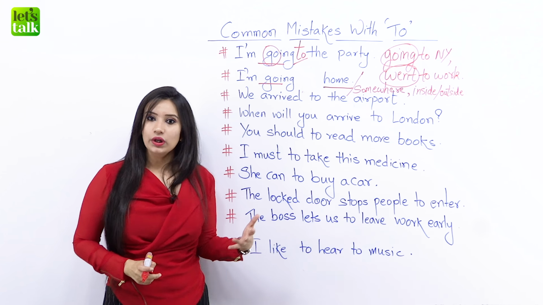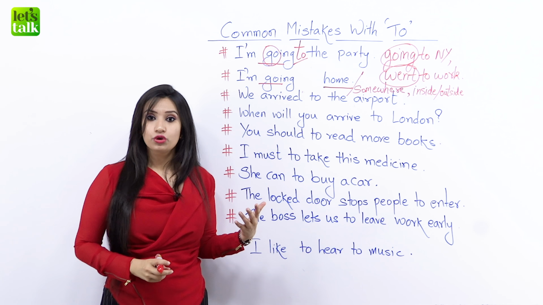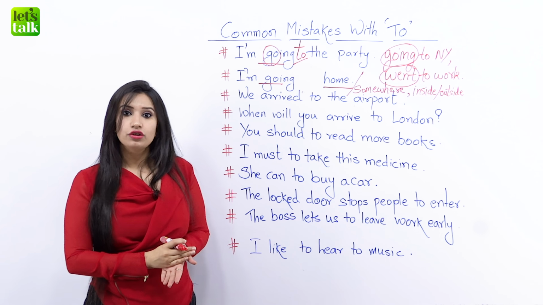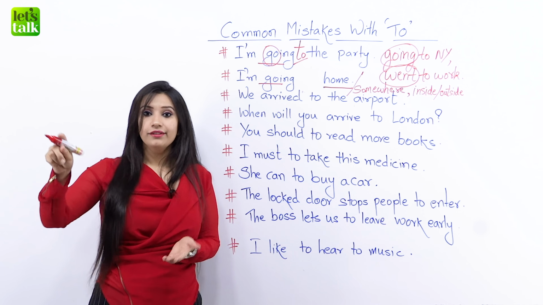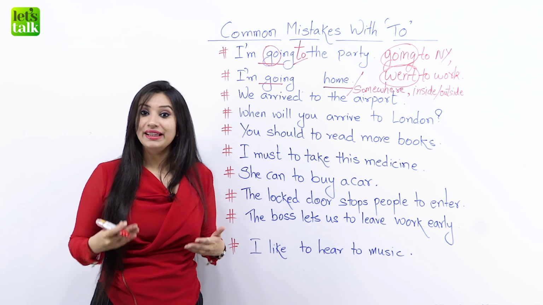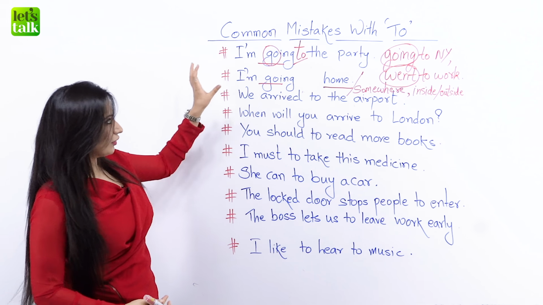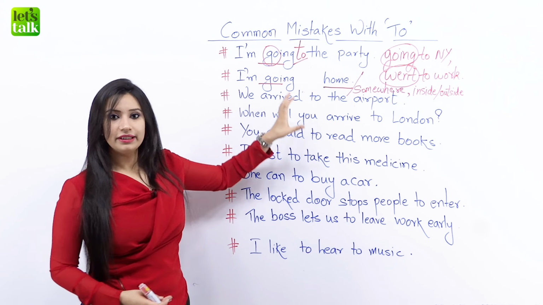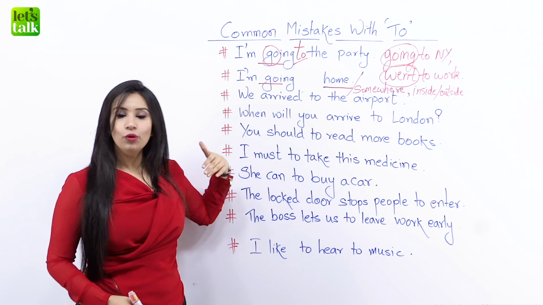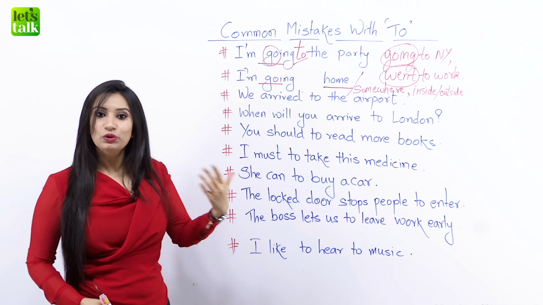Now we have another word in English with which we do not use "to", and that is there. So if you are saying that you need to go there, you will not say I need to go to there. You will say I need to go there. So unlike the first one, I'm going to the party or I need to go to the party, you will say I need to go there and not I need to go to there.